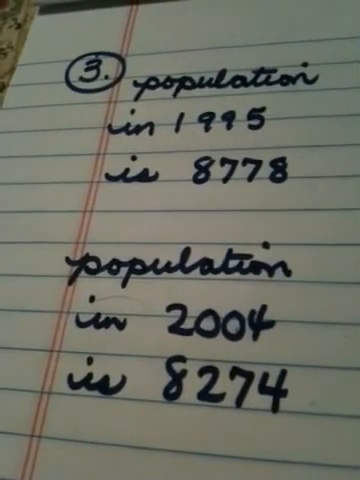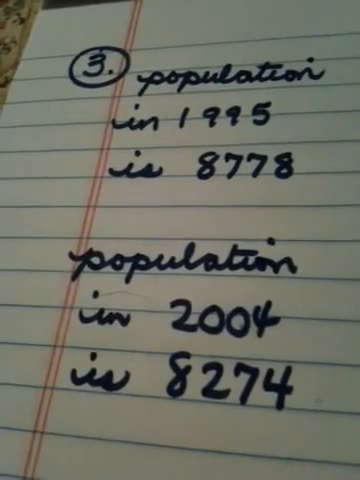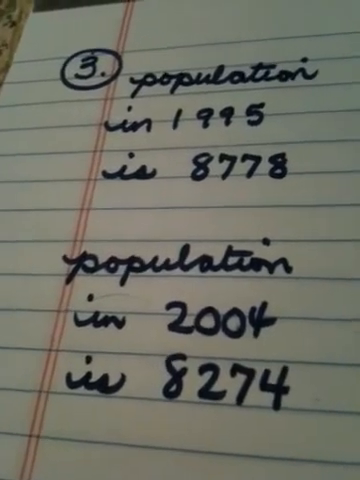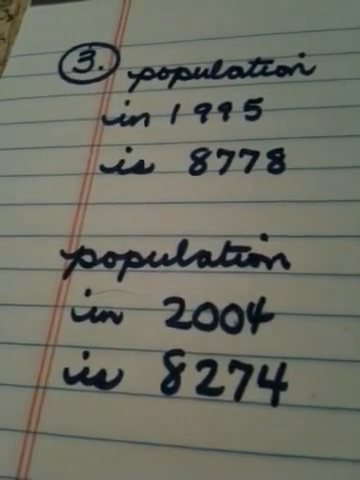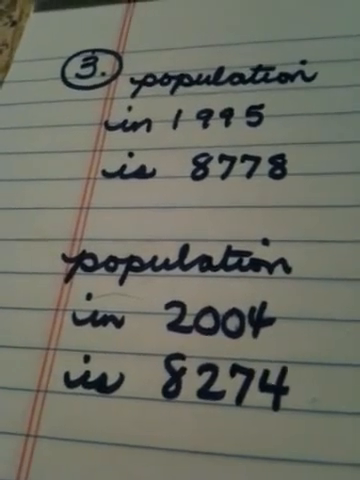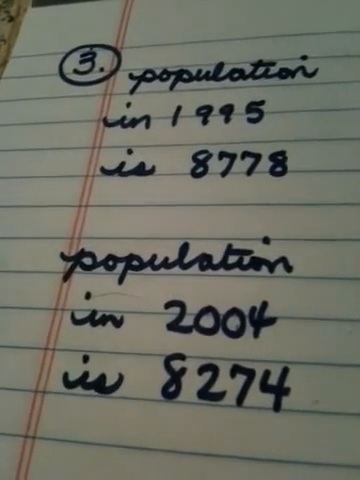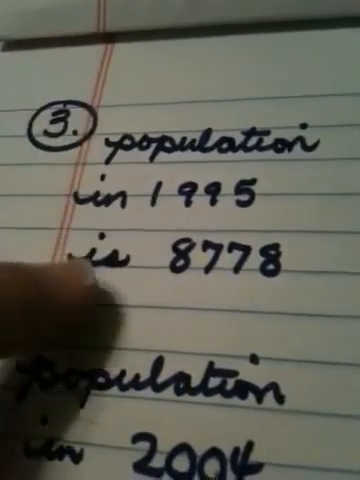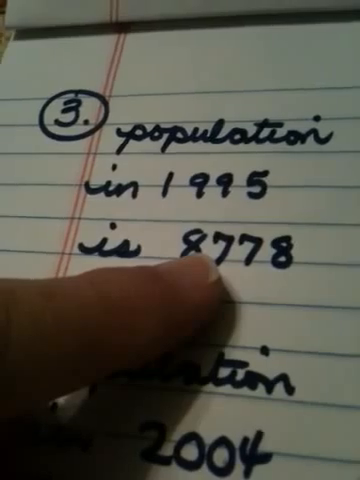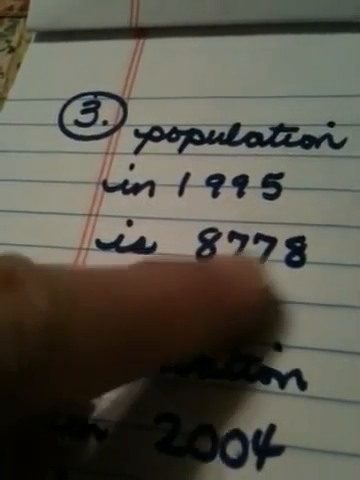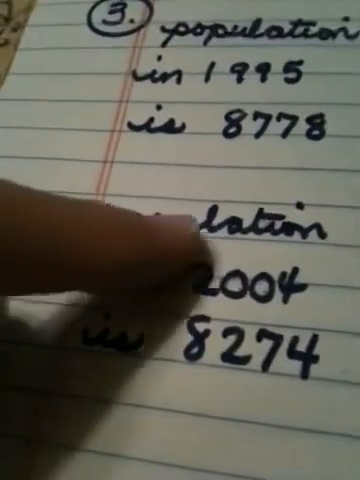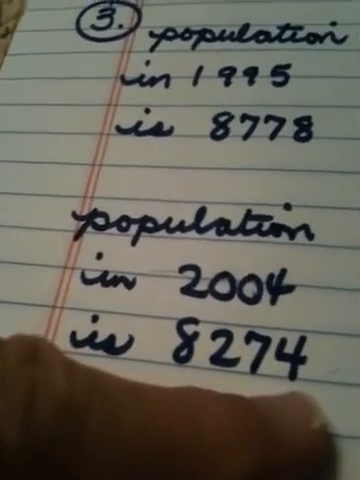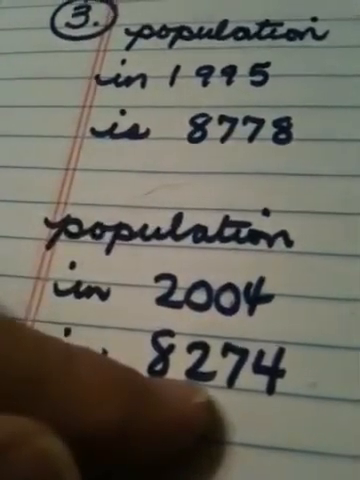The population of a small town in Central Florida has shown a linear decline in the years 1995 to 2004. The minute it says linear, you know that y equals mx plus b is underlying what's going on here. The population in 1995 was 8,778 people, and the population in 2004 is 8,274 people. So obviously they are losing people.